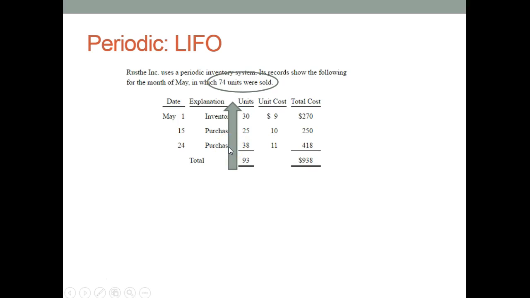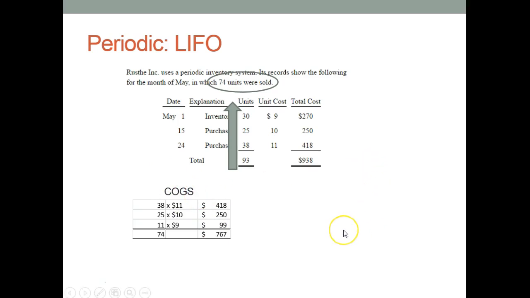LIFO arrows lift. Now when we figure out which 74 units we're going to reduce out of inventory, we're going to start at the bottom and sell these 38 first. So 38 units at $11. We still need all 25 units at $10. That brings us to, what is that, 63? So we still need 11 units at $9. So our total units sold, 74 units, for a total of $767. Now that's if the problem is asking for cost of goods sold.